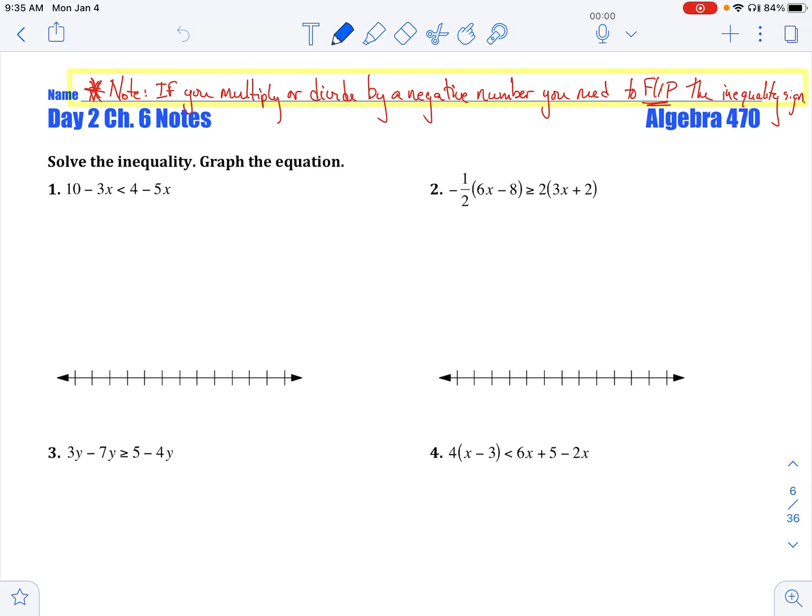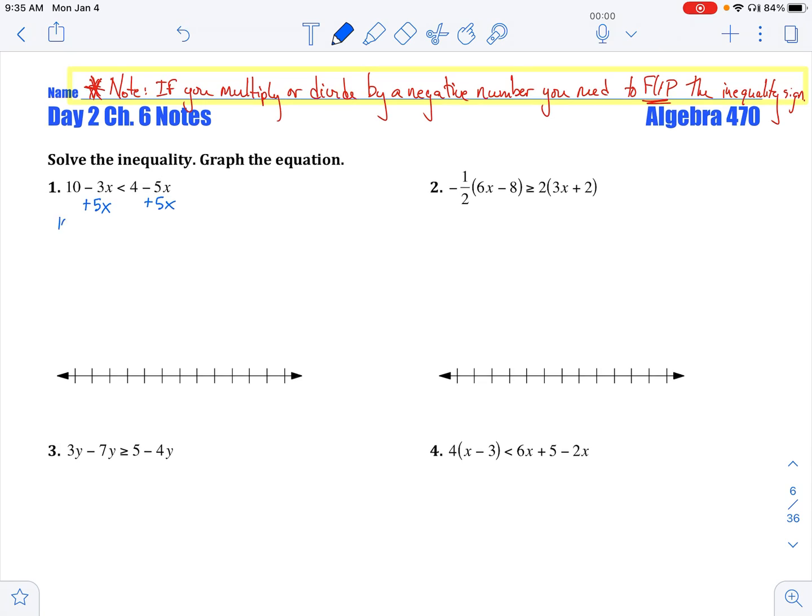But I'm going to start out here with problem number 1. And in problem number 1, I'm going to move to the side that has more. I'm going to move them to the left side because on a number line, negative 3x is actually larger than negative 5x. I know both of those are negative numbers. But if you think about that on a number line, negative 3x is actually larger. It's further to the right on the number line than negative 5x.